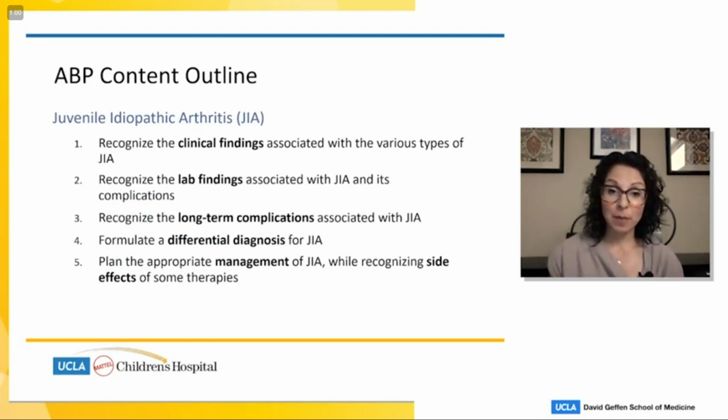Here's the outline that ABP would like you to focus on when you're reviewing this information. What are the clinical findings, the lab findings, long-term complications? Are you able to formulate a differential diagnosis for a chronic arthritis? And then what is basic management as well as side effects of therapies?